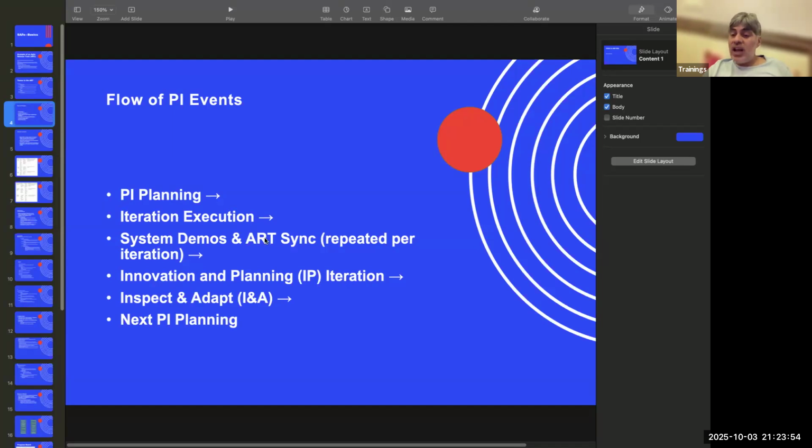Then you will attend Scrum of Scrums during the course of each iteration. Scrum of Scrums is a meeting which every Scrum Master has to attend. That is a meeting, not a sermon. I will ask each one of you.